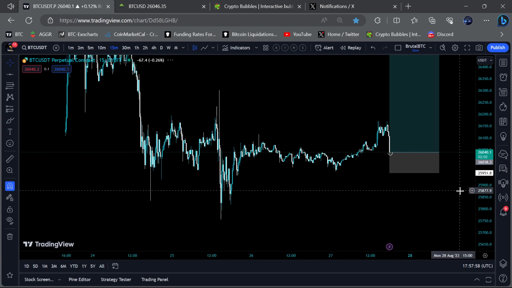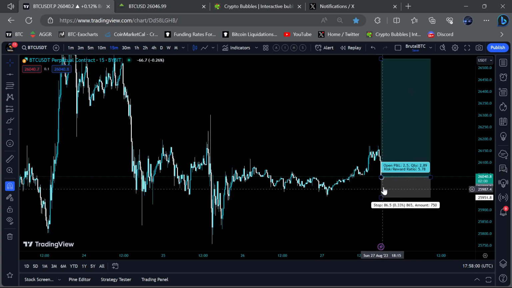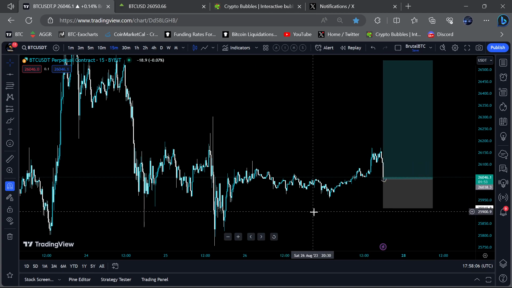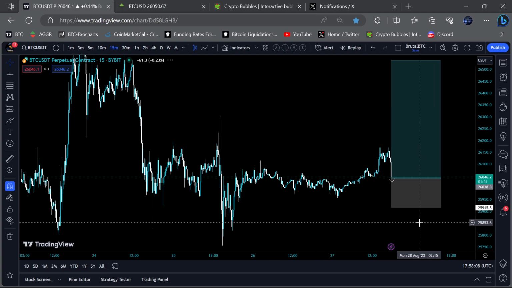I'm long right now, 26040. I'm long over here. This is my stop loss, 25.9.